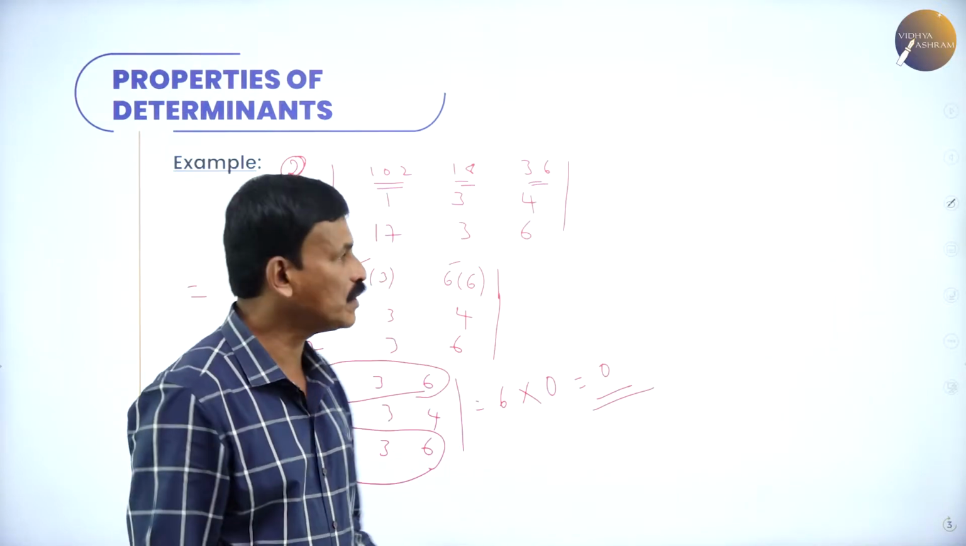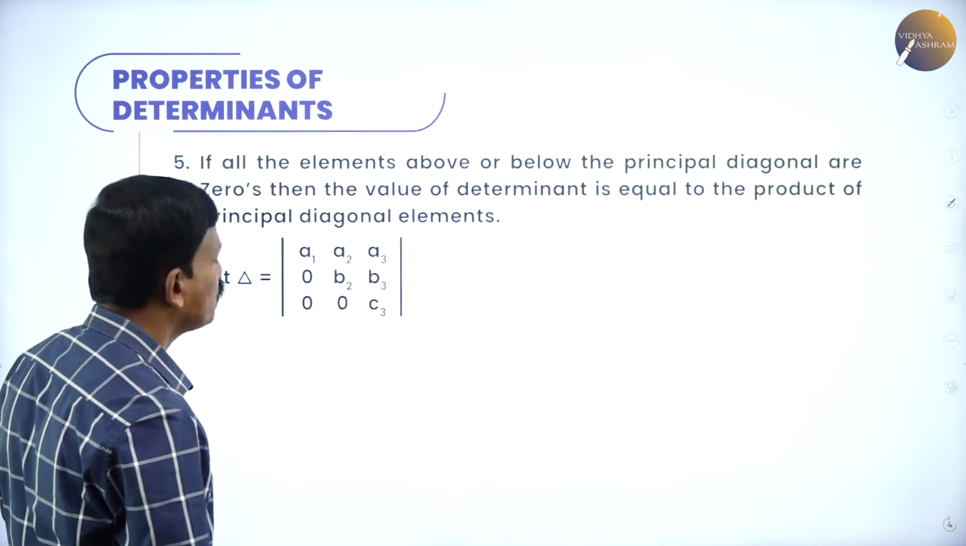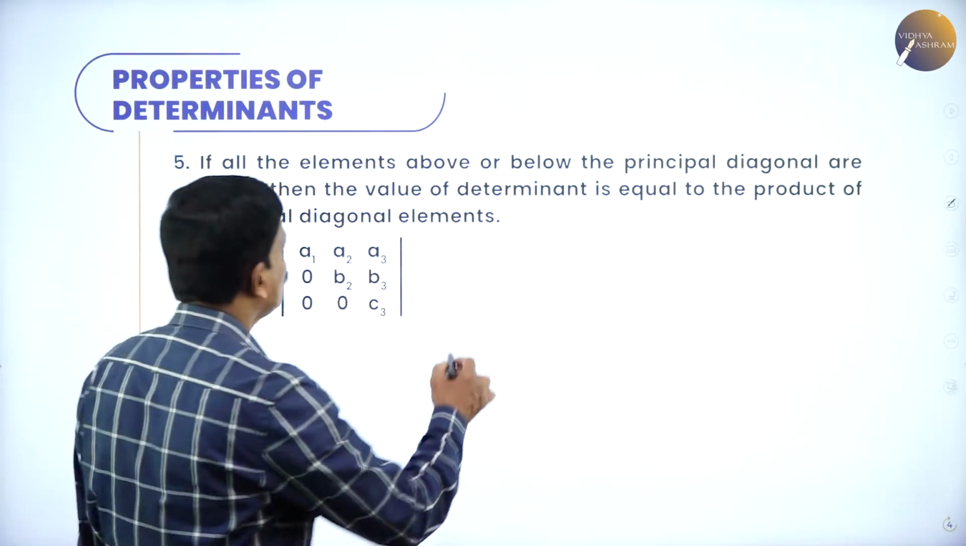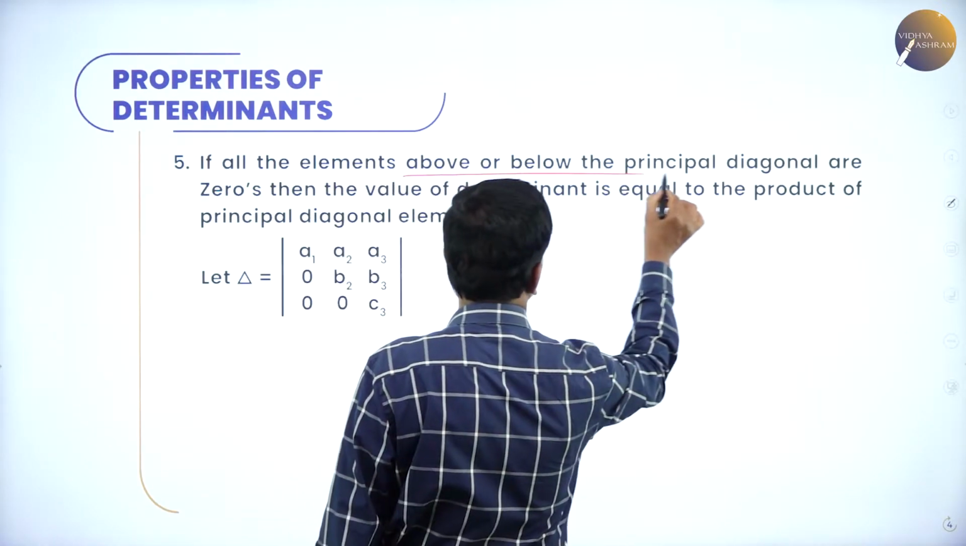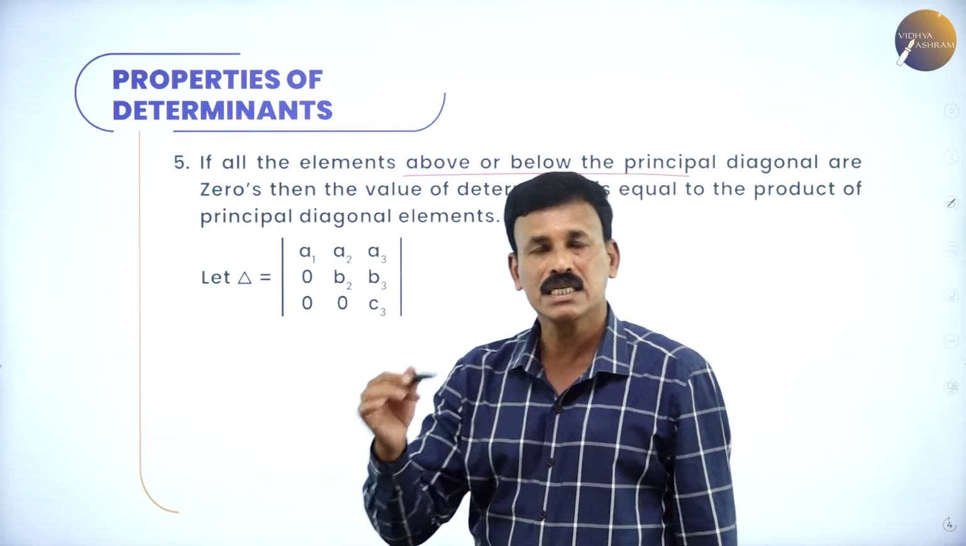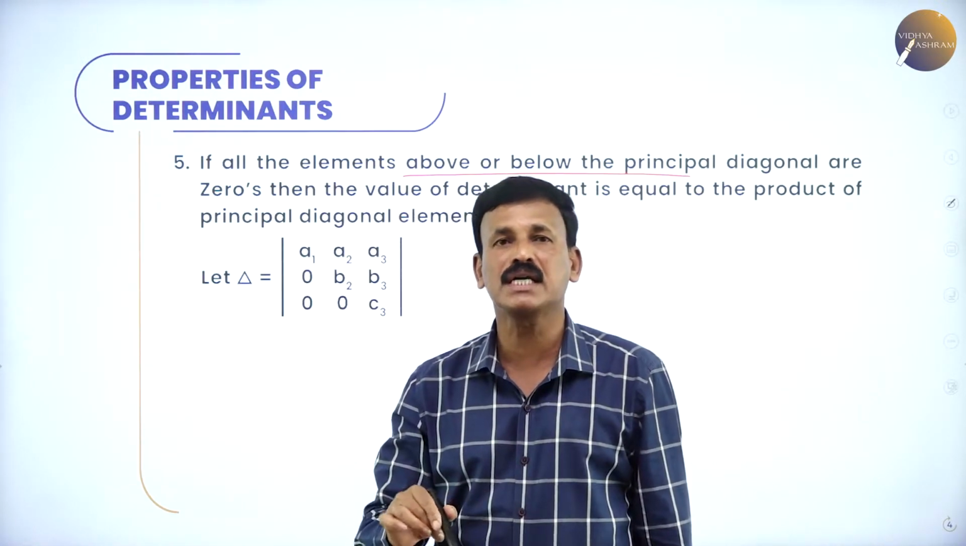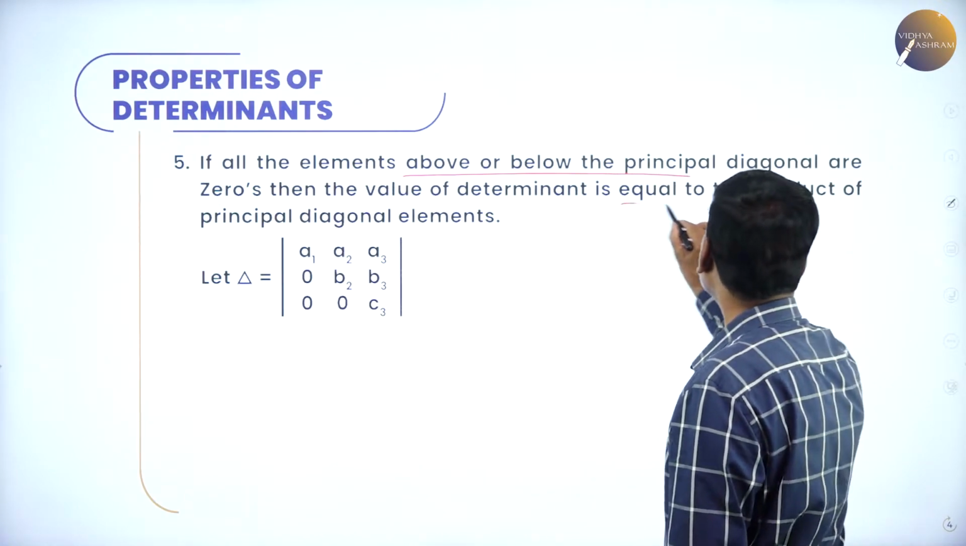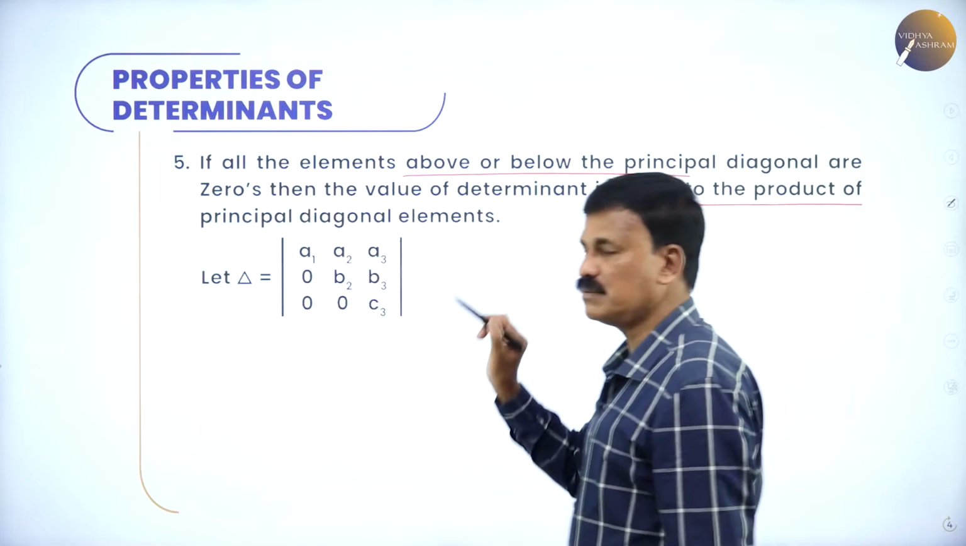Now coming to the next property. Property number 5. This is a very important property. If all the elements above or below the principal diagonal are zeros, then the value of a determinant is equal to the product of the principal diagonal elements.